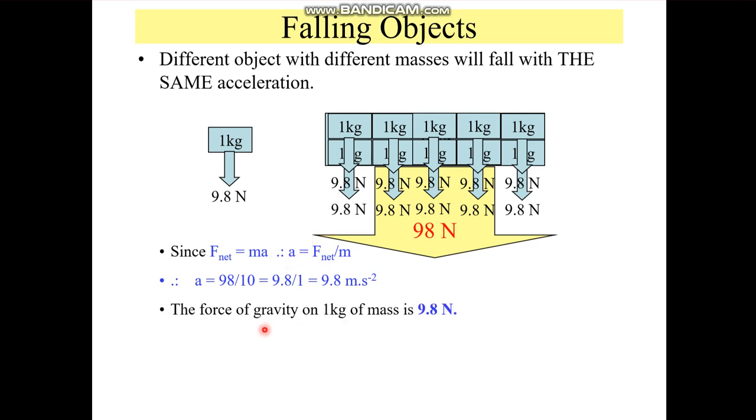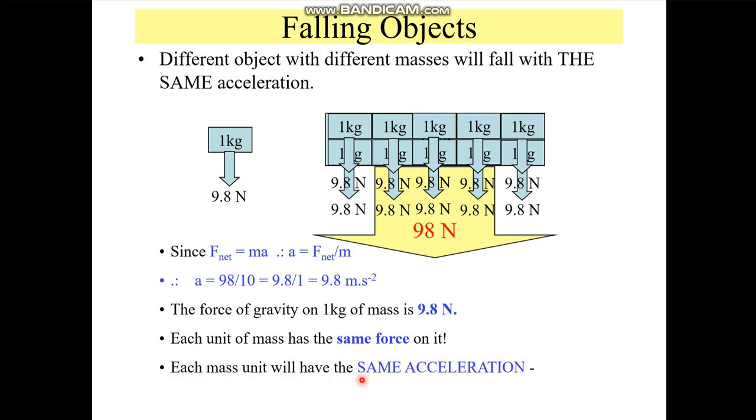Because the force of gravity on any 1 kilogram in that object is 9.8 newtons. Since each unit of mass has the same force on it, then each unit of mass will have the same acceleration. And we just worked that out. That acceleration is gravitational acceleration, which is 9.8 meters per second squared. So that is why different objects with different masses will fall with the same acceleration.